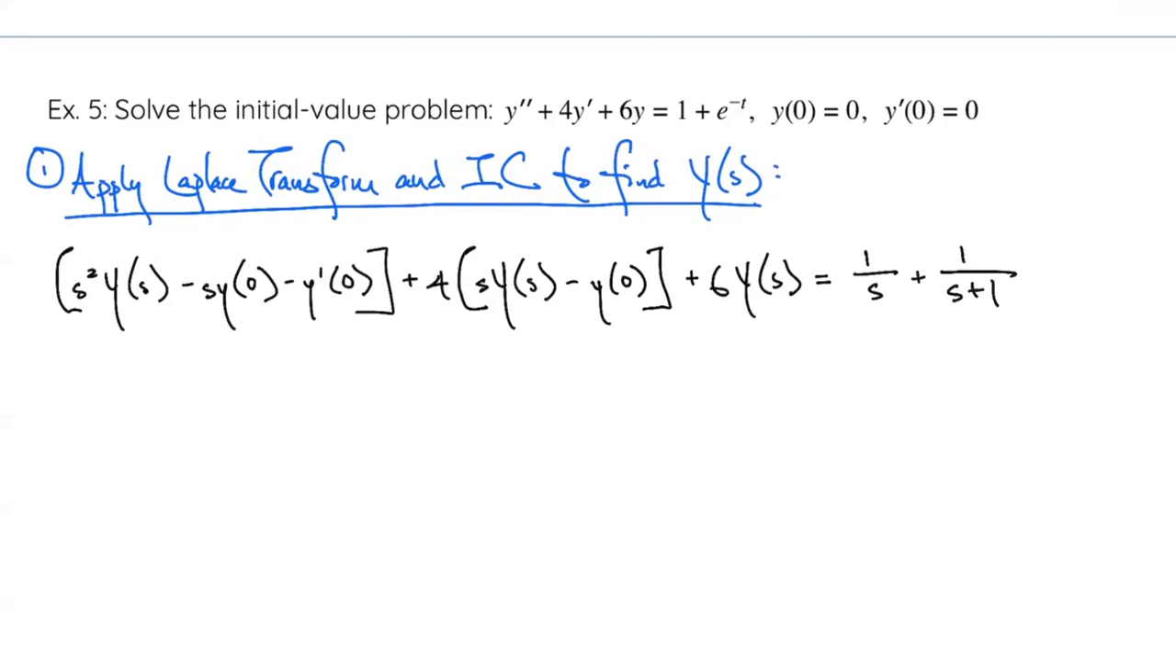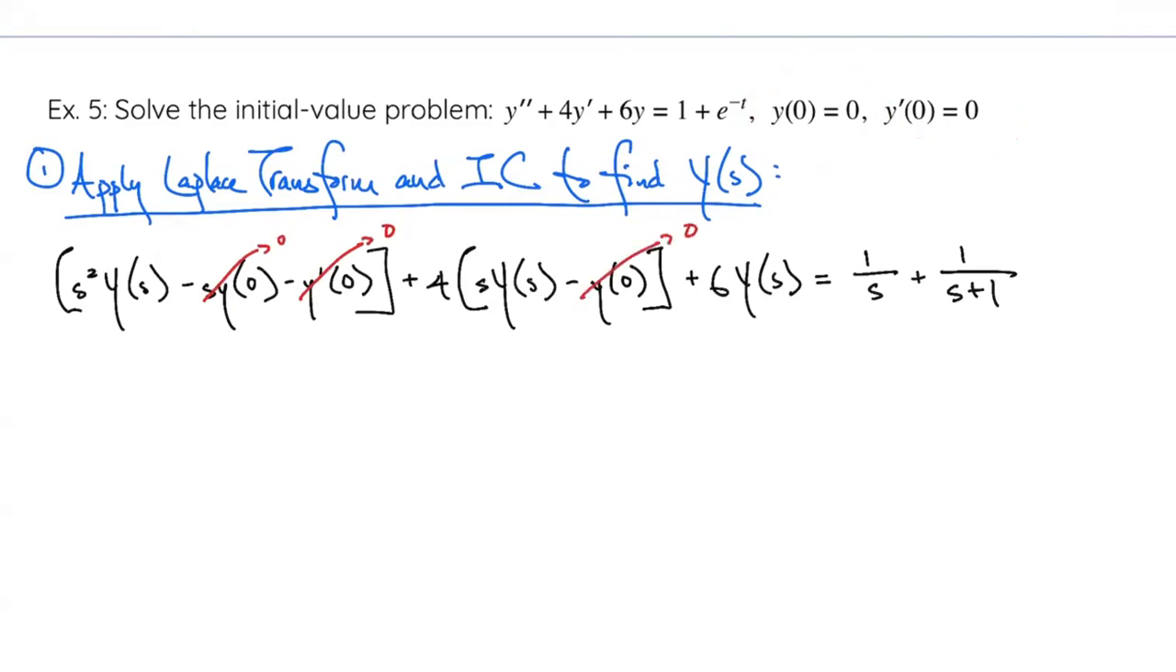And so what we've got on the left-hand side, we know that we can go ahead and plug in everywhere we see a y of 0, we can plug in 0. Everywhere we see a y prime of 0, we can also plug in a 0. And so this one's quite nice because a lot of things sort of fall away. This is going to go to 0. This will go to 0. This will go to 0.